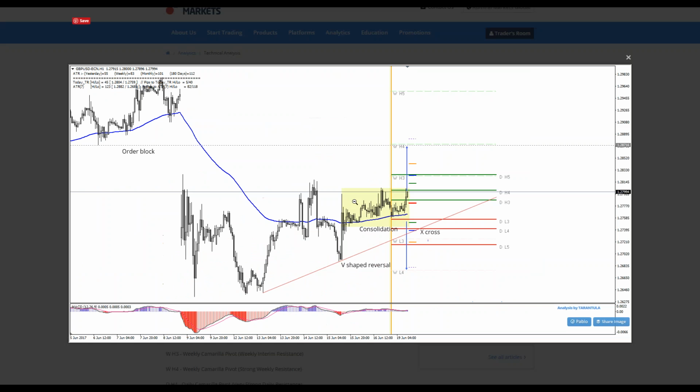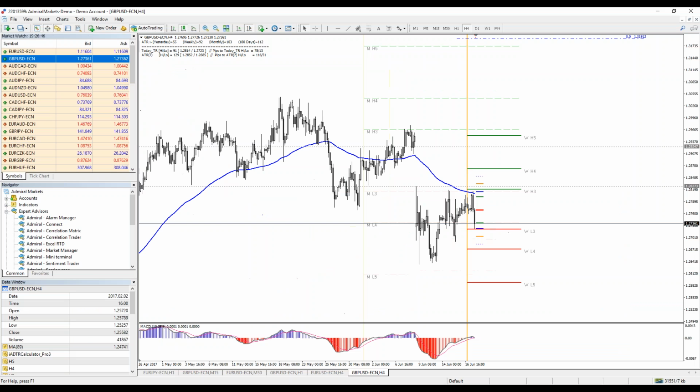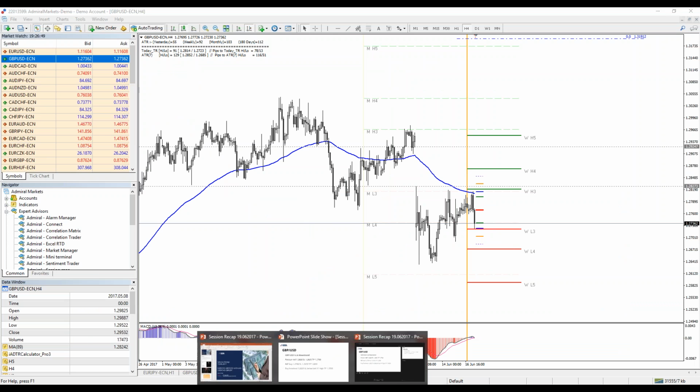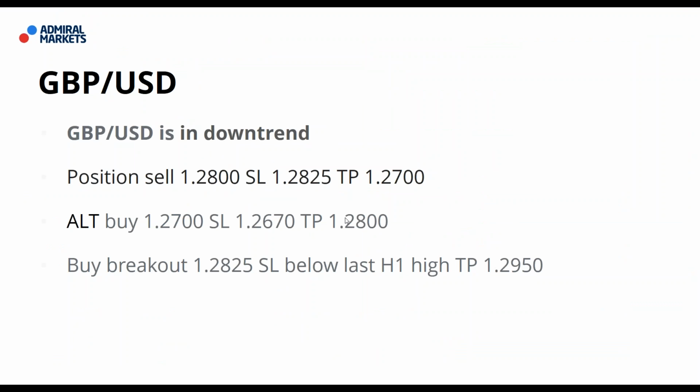Here, this is what I said. If it breaks here, it can go down even more to the downside. And only if it breaks 28, it can go to the upside. So this is the setup currently for the pound dollar. I will try. I mean, it's still not a big stop loss, 27.00, 26.70, because this will be, let's say, a counter trend trade.